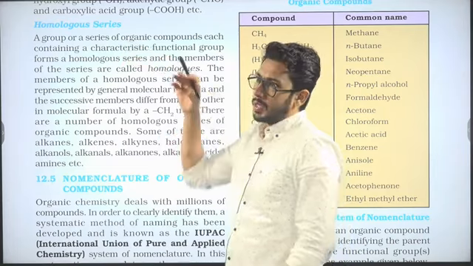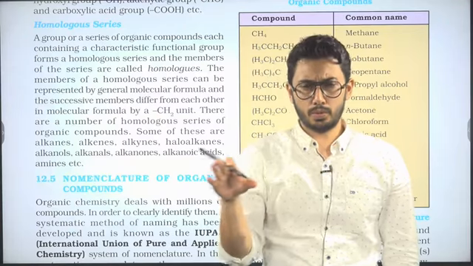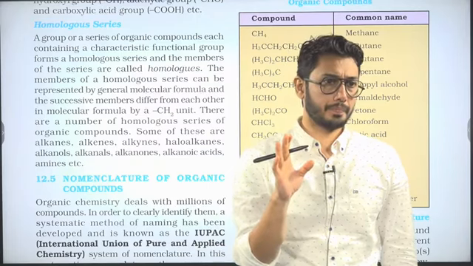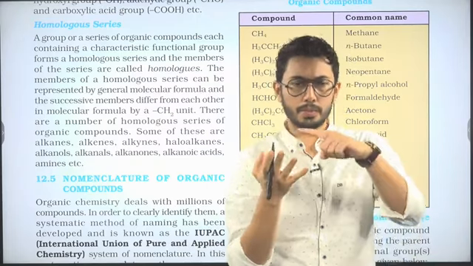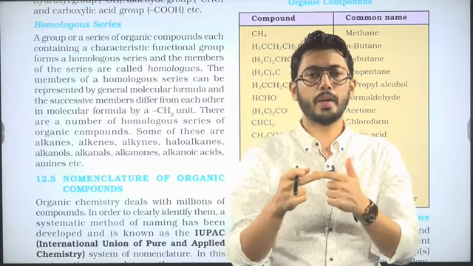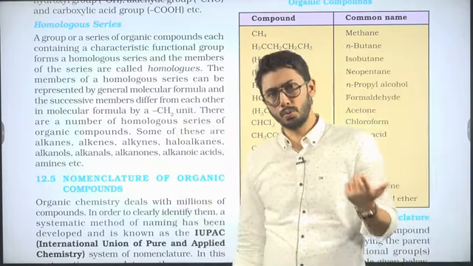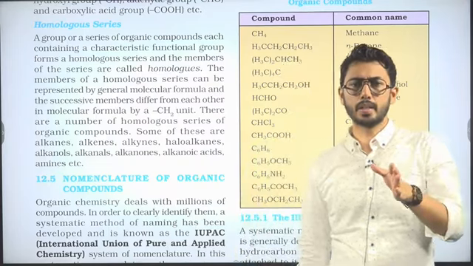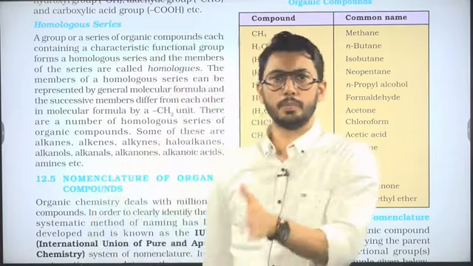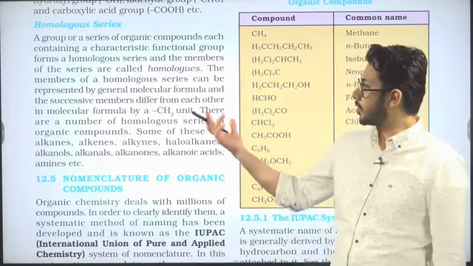So in homologous series, what is the key point? It is a series of compounds which have the same functional group, same general formula, and each consecutive member differs by a CH2 group or CH2 unit. Basic examples: methane, ethane, propane, butane, or ethene, then propene, then butene. Each consecutive member of alkene differs by a CH2 unit.